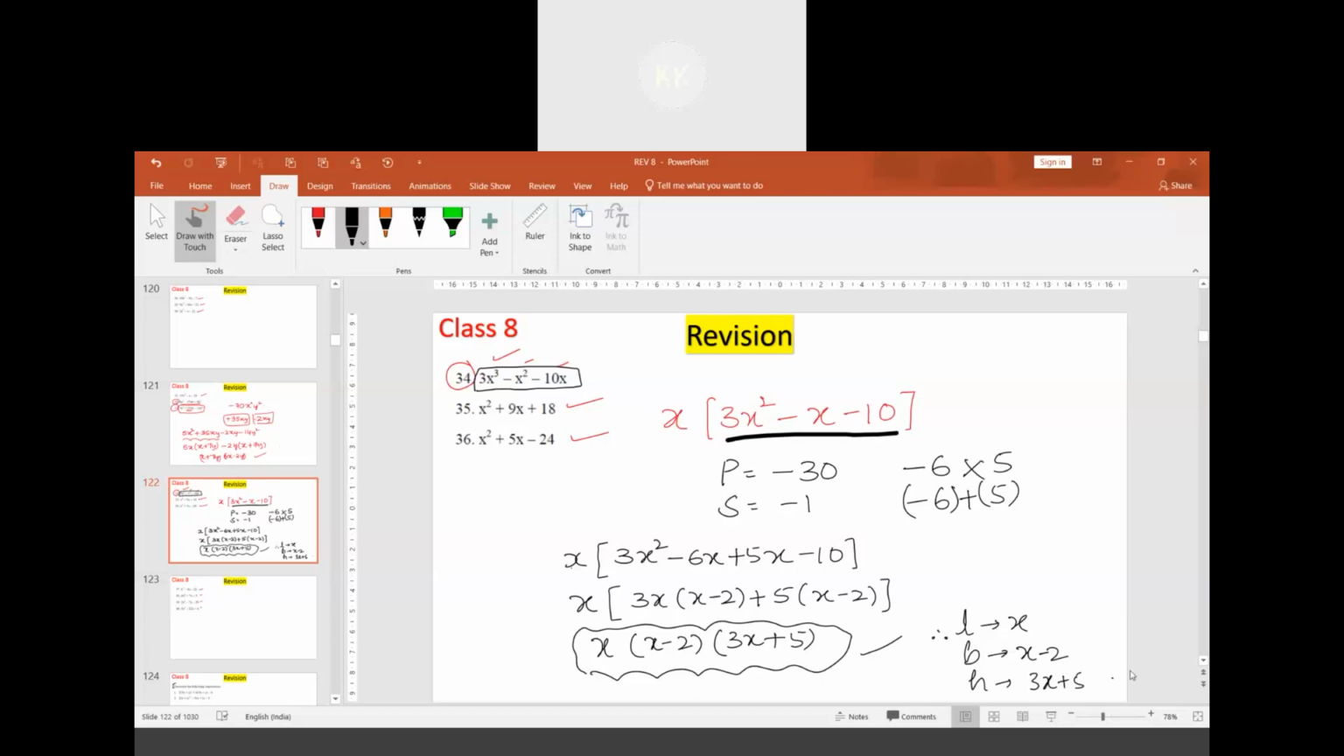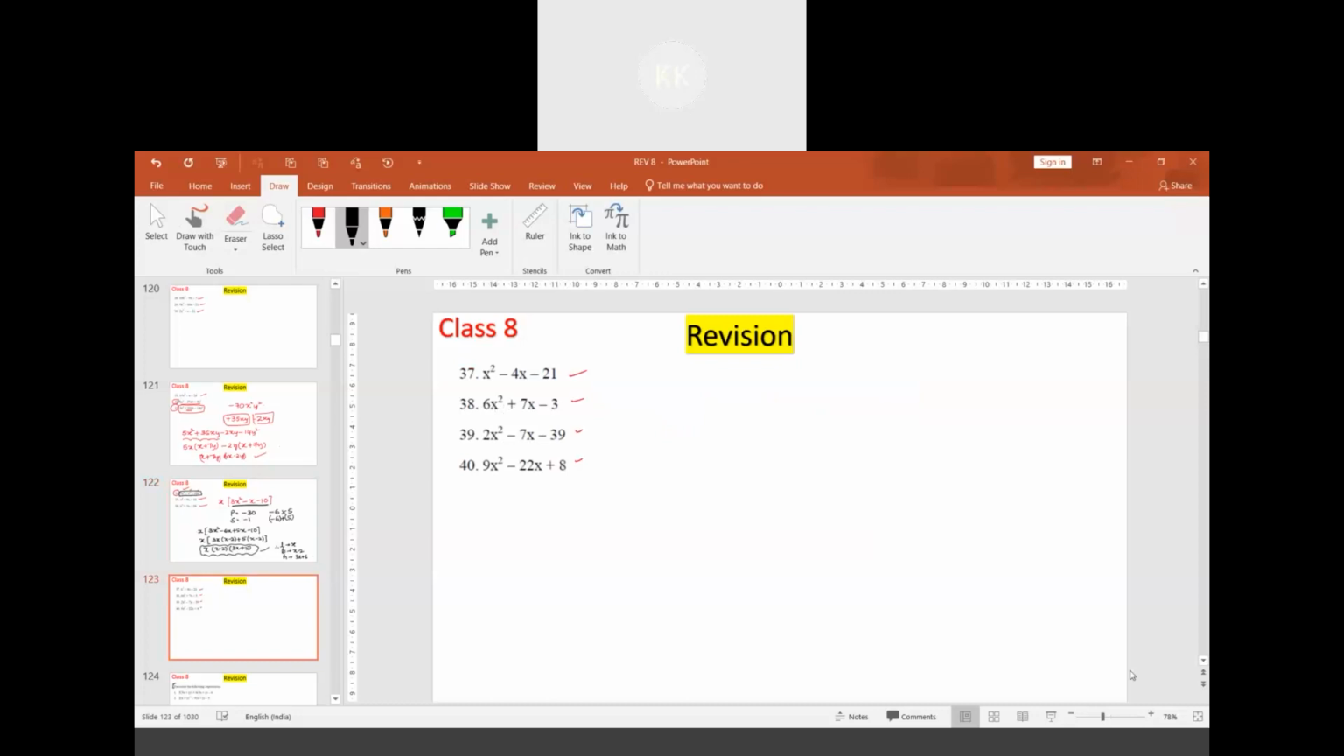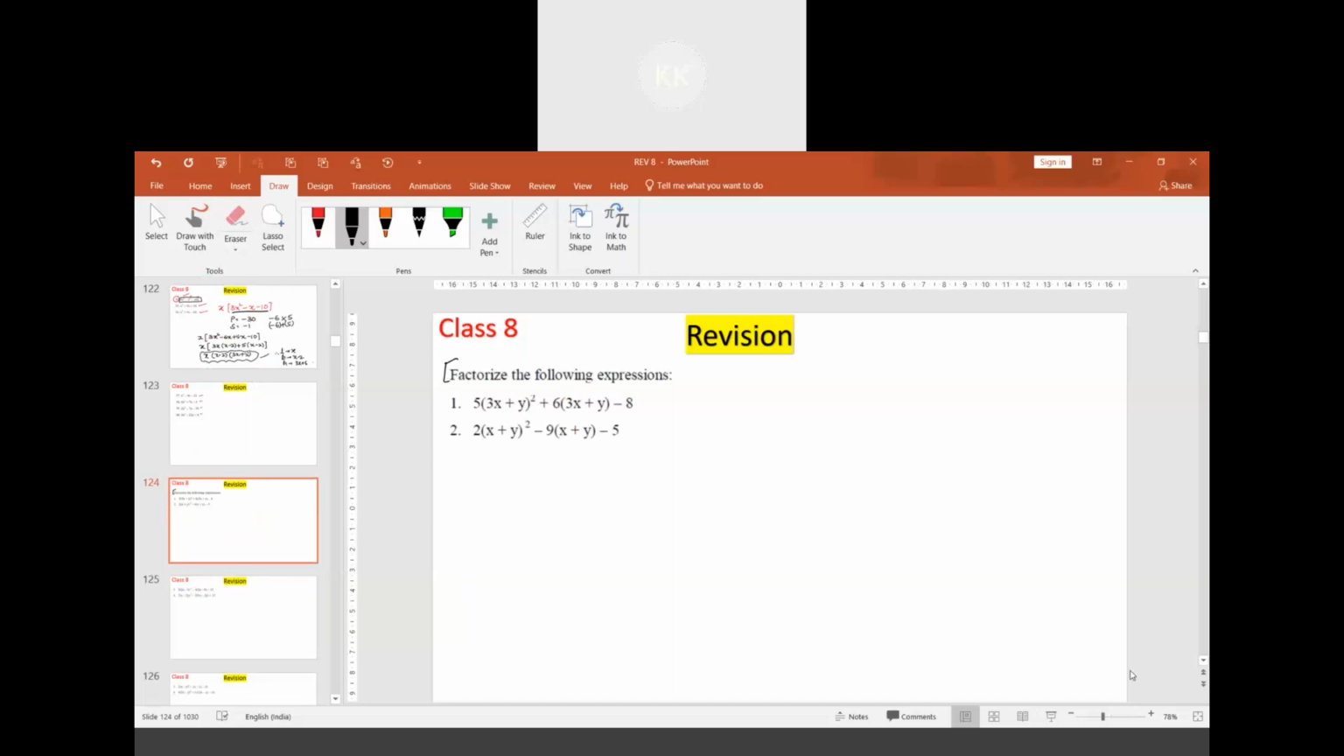These questions are easy. Once you identify what should be the product and the sum and combination of the numbers, it becomes easy. Next set of questions are slightly different. They have given to factorize. Here, we have a plus b whole square identity. Further, there is something else. In such cases, what to do? We first simplify. Then we can regroup and find the factors.